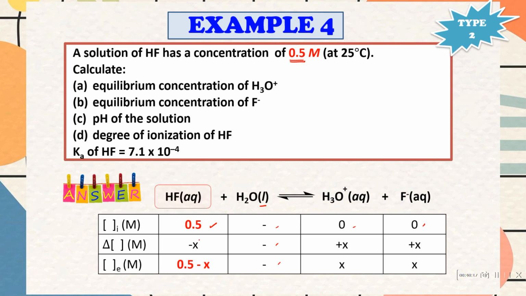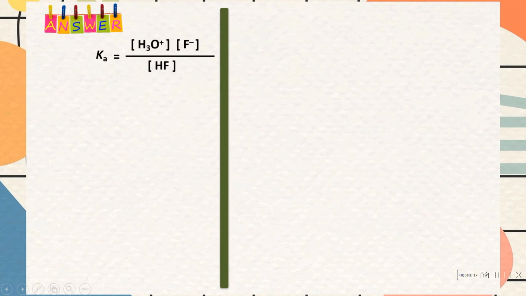For the changes, HF will decrease by negative X. H3O+ increases, and F- also increases, positive X. Concentration at equilibrium: for HF, 0.5 minus X. For H3O+ is X, and F- is also X.